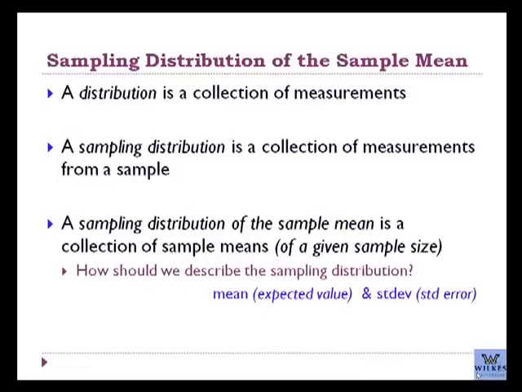So now that we have this collection of sample means, how should we describe it? Well, consider the sampling distribution is similar to a random variable. How would you describe a random variable? Using the mean, or the expected value, and the standard deviation, which now we will call standard error.